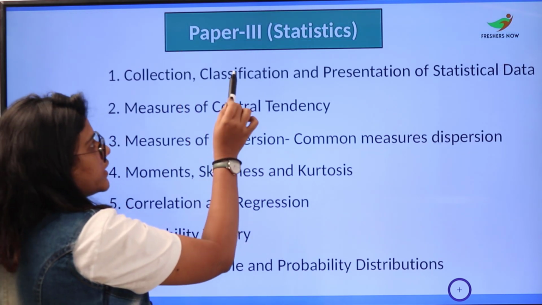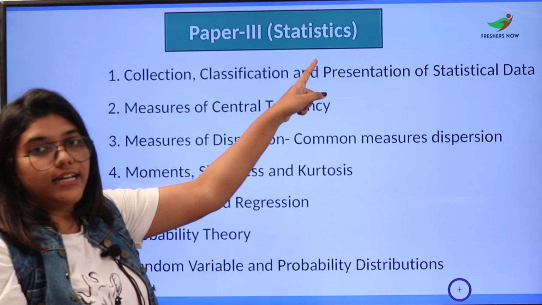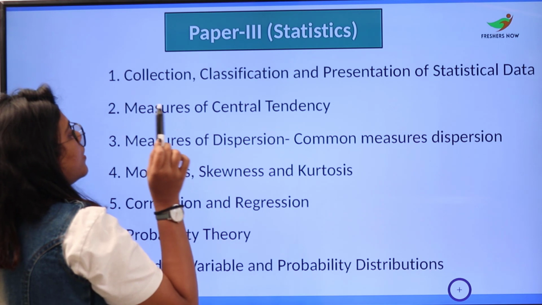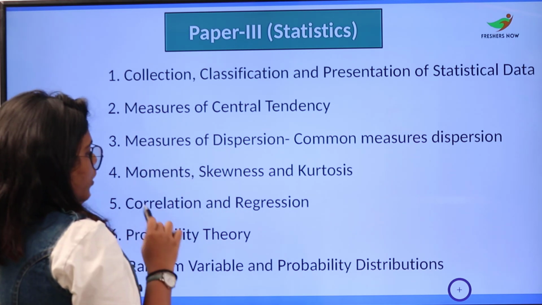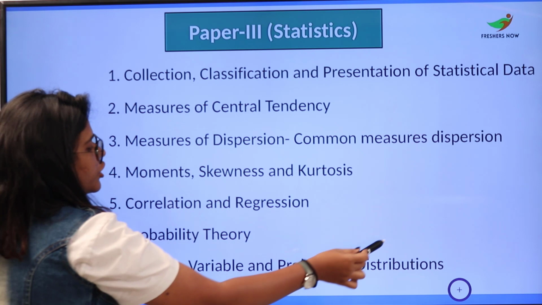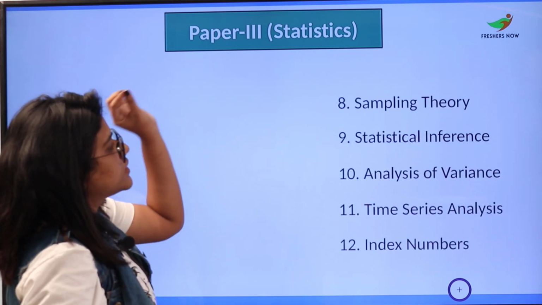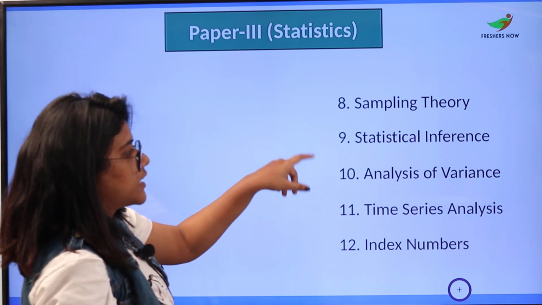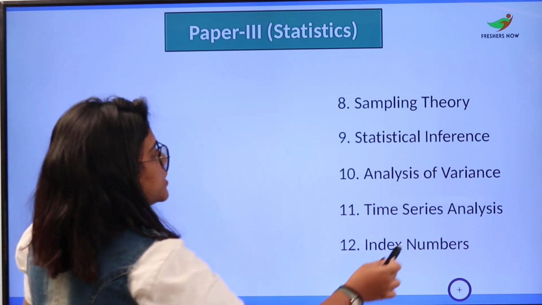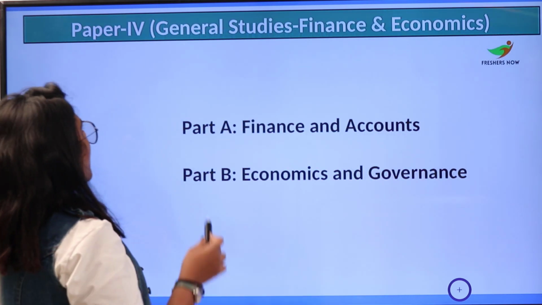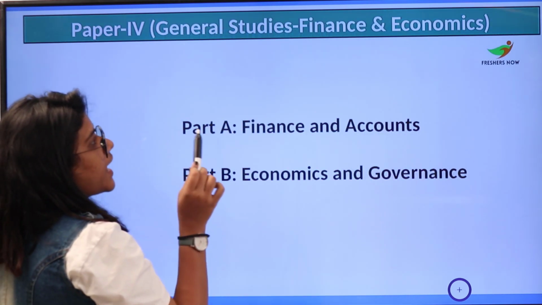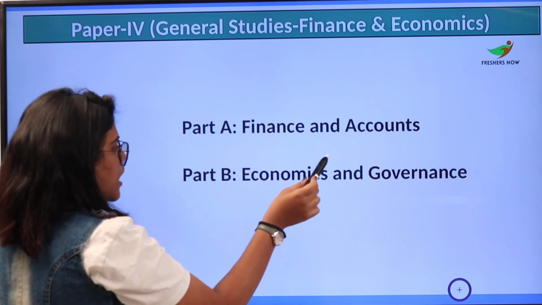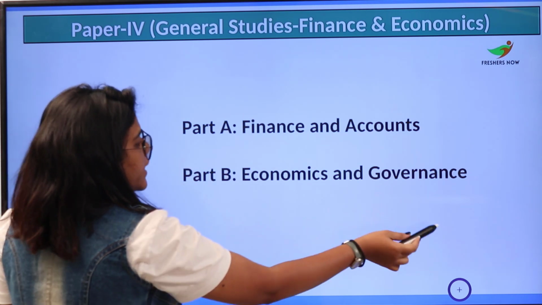And for paper 3, which comes under the section of statistics, topics like collection, classification and presentation of statistical data, measures of central tendency and correlation and regressions, probability theories, distributions, and these are the rest of the topics under the same section of statistics of paper 3, statistical inference, analysis of variance, time series, sampling theory, etc. And for paper 4, general studies, which consists of finance and economics, part A has finance and accounts and part B has economics and governance.